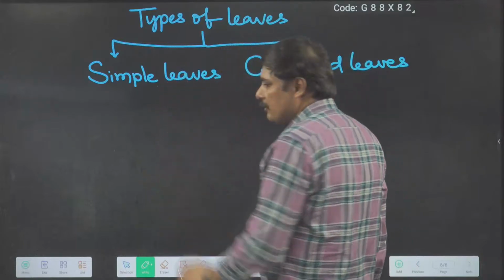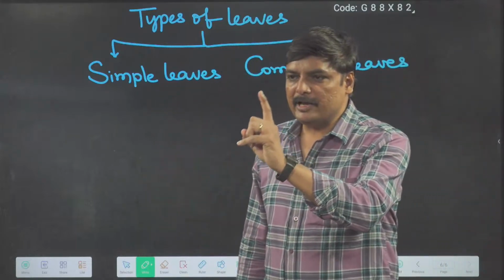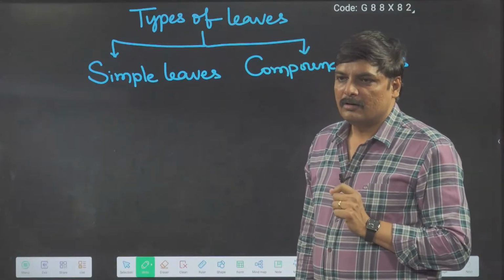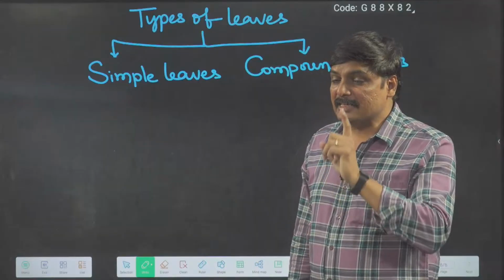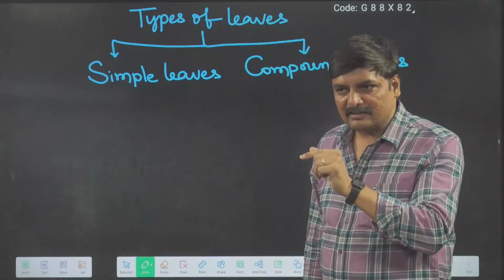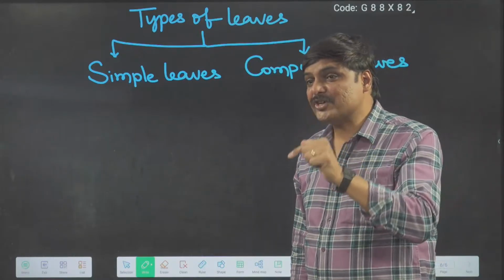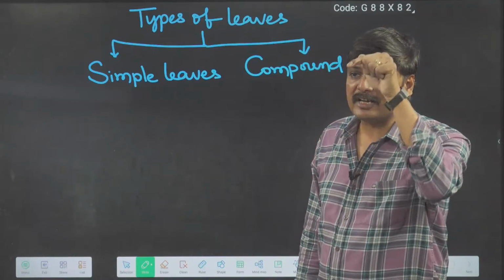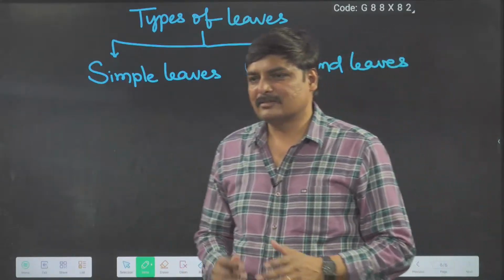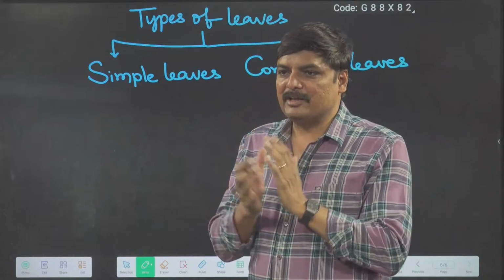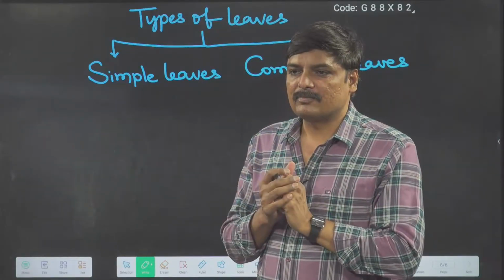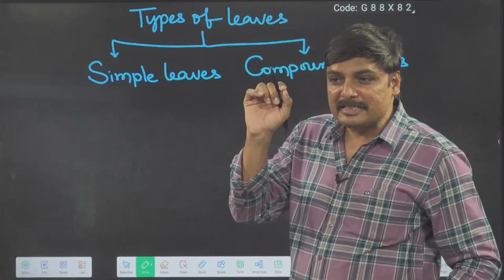What is a simple leaf? A simple leaf is that leaf which contains a single lamina. The lamina may be entire or having incisions. The incision should not touch the midrib. That is called a simple leaf. I repeat, what is a simple leaf? A simple leaf is that leaf which contains a single lamina.